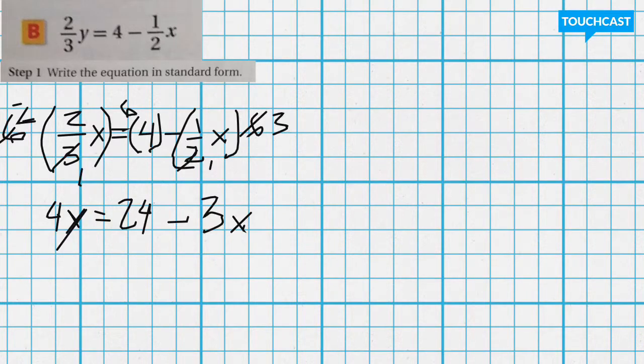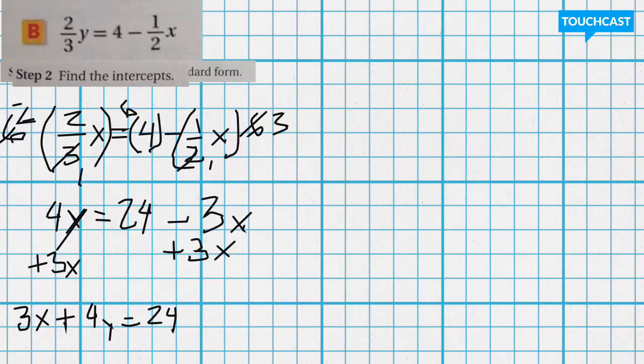So now we need to get that 3x onto the other side to get this in standard form. So we will add 3x. So that's going to result in 3x plus 4y equals 24. Now we can move on to step 2, which is finding our intercepts.